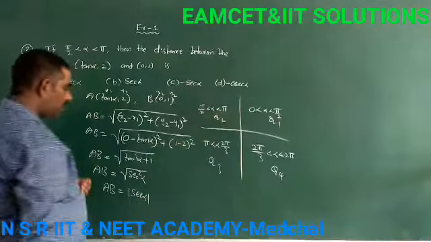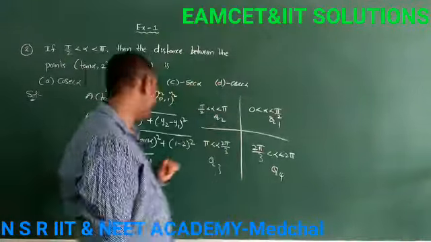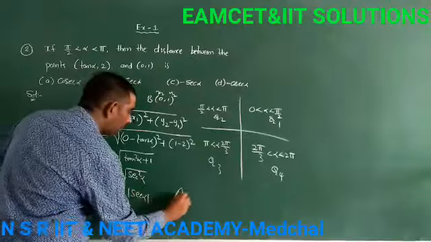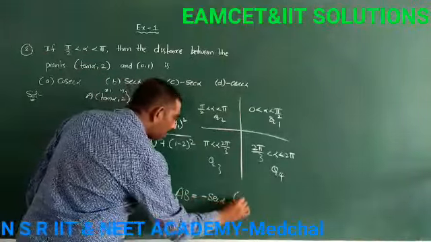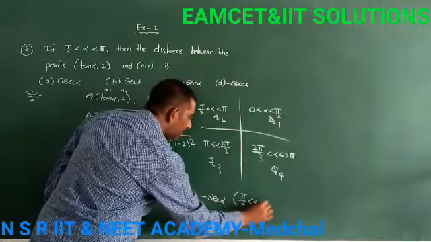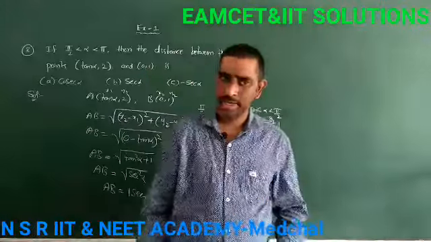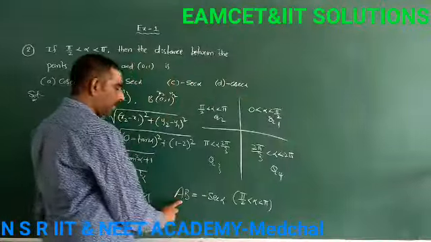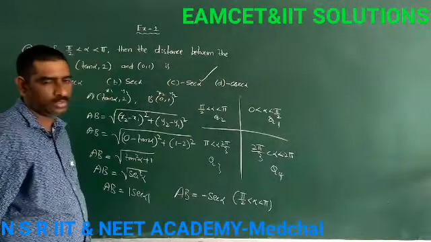In the second quadrant, secant value is negative. So that's why the distance of AB is equal to minus secant alpha, because pi by 2 less than alpha less than pi, so alpha is between 90 and 180. That's why the distance of AB is minus secant alpha. So our answer is C.